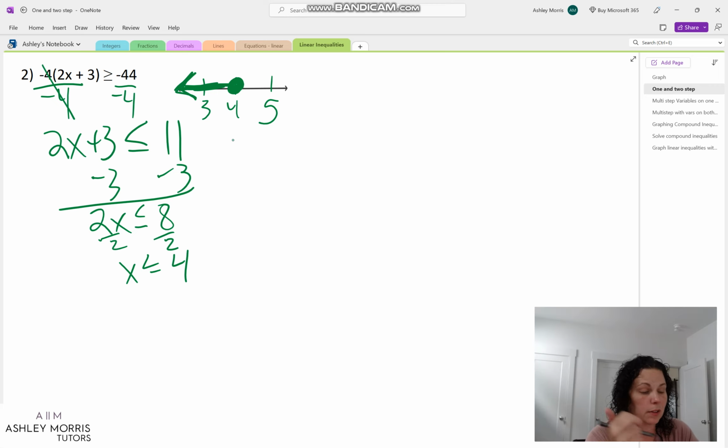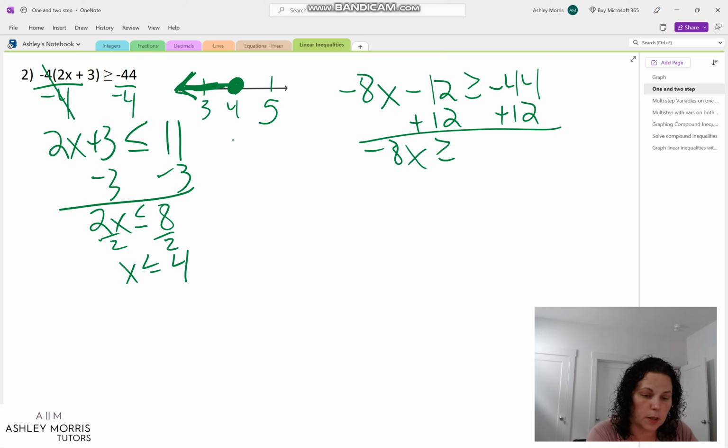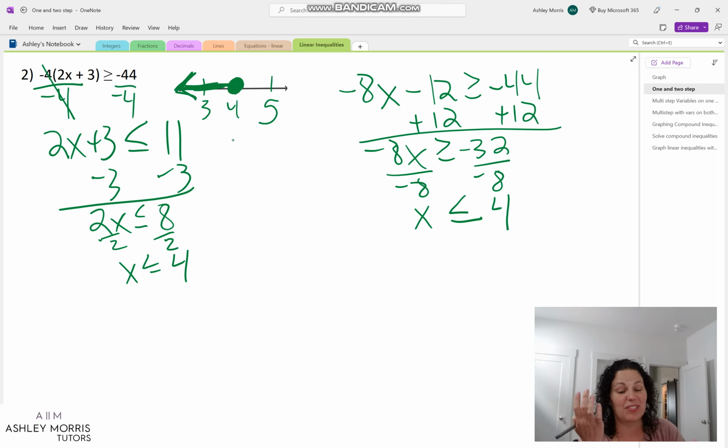Your work will just look a little different. It'd be -8x minus 12 is greater than or equal to -44. Add 12. Let's see if I can do this real quick. What is that? -32. Divide by -8. Flip your sign because I divided by -8, and that'll give me 4. So you end up with the same answer. Just depends on how your brain likes to do it. Doesn't matter to me.